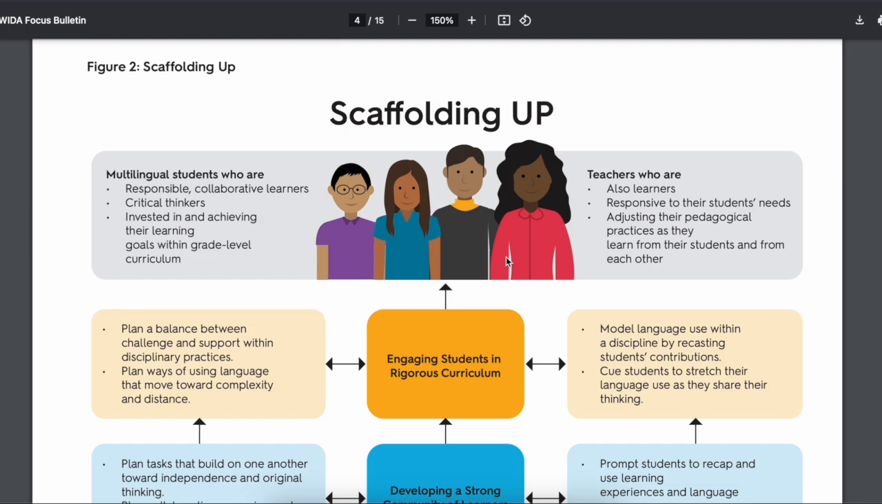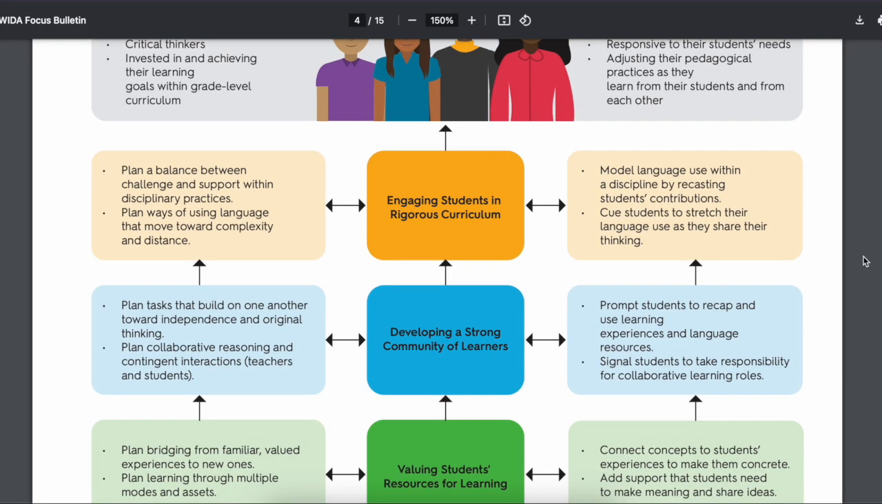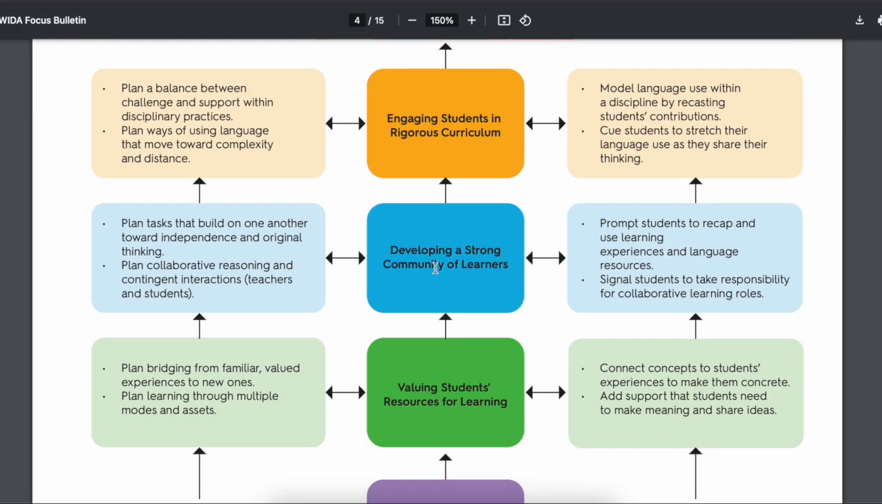We have all sorts of ideas around scaffolding up, who we want students to be as learners, who we want teachers to be as professionals, as coaches, right? And these different pieces here. So we're engaging students in quote unquote rigorous curriculum, right? The challenge is high. Here's what teachers are doing, and here's what students are doing. Developing a strong community of learners, right? Valuing students' resources for learning.